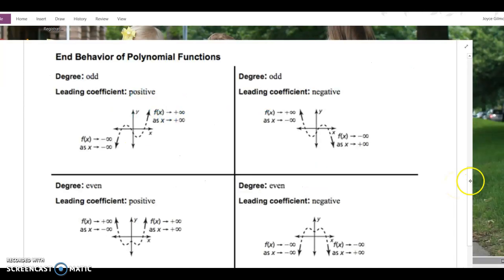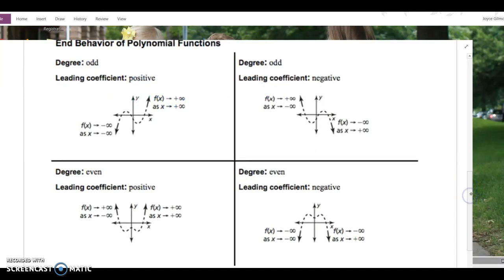The degree and the leading coefficient determine what the ends of the graph are going to look like. So first let's talk about when your leading coefficient is positive. So the left side of this little chart. If your leading coefficient is positive, like this one might be positive 2x to the third, this one might be 2x to the fourth, notice what's happening on the right side of this graph. The graph is going upward.